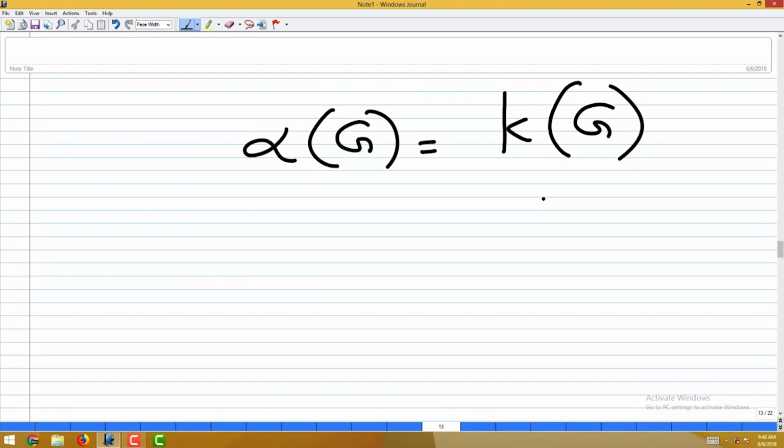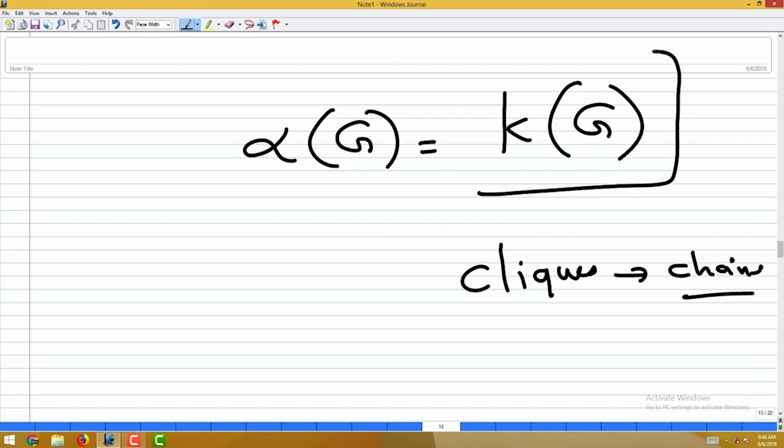But we have already seen that these cliques correspond to what? Chains, right? Cliques means chains, total orders. Chains are total orders, right? Now, the number of chains so that all the vertices are covered, that means every vertex goes to exactly one of the chains. The number of total orders so that every vertex of the partial order goes into one of them. The number of total orders required to cover the partial order.